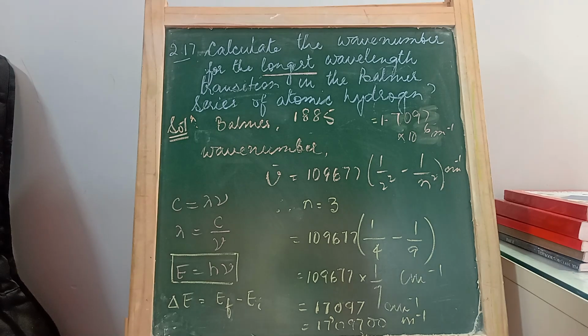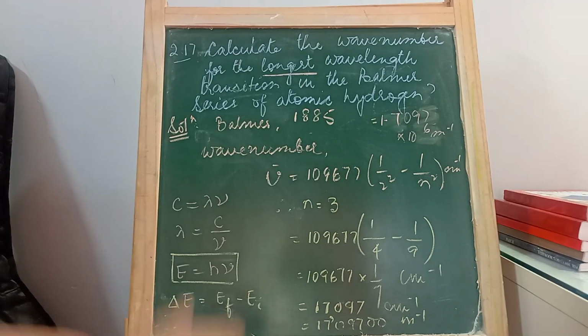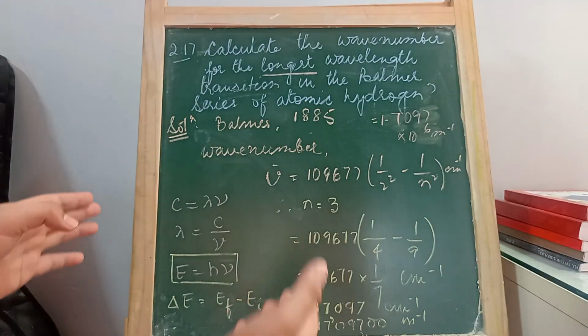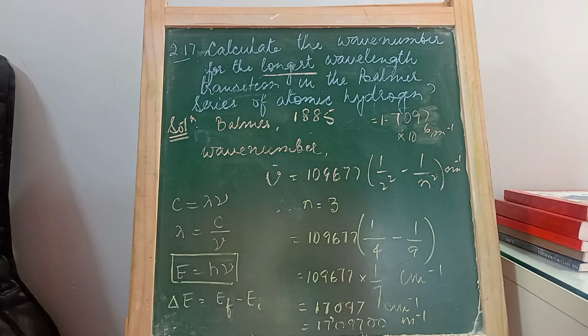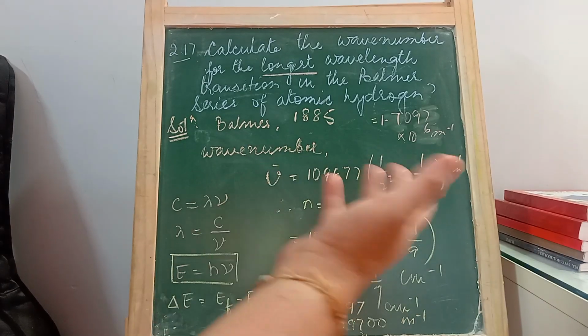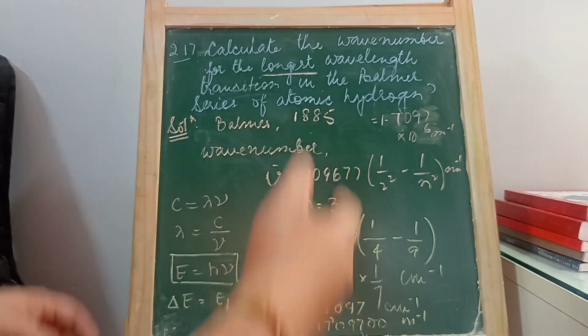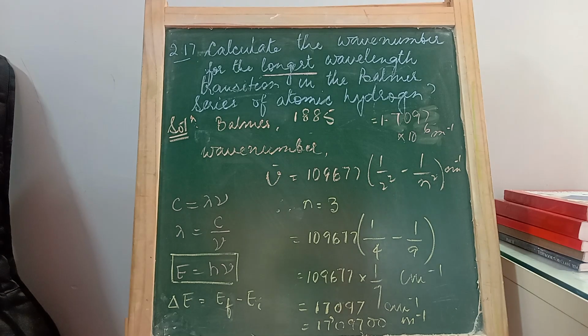I want to emphasize: what is wave number? Wave number is how many waves there are in a unit length. That is the definition: the number of waves present in one unit length. Unit length means what? Unit means one. That means in 1 meter how many waves are there, or in 1 centimeter, or in 1 millimeter, or in 1 kilometer. In unit length, what is the number of waves present? That is called wave number.